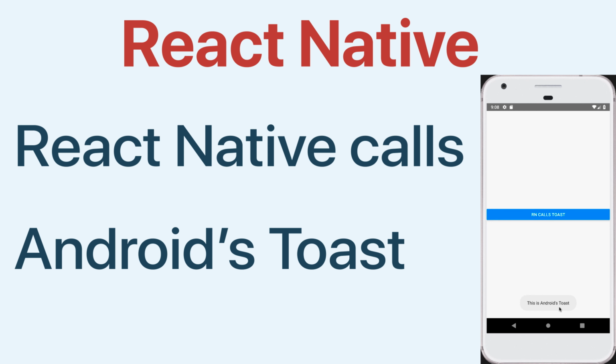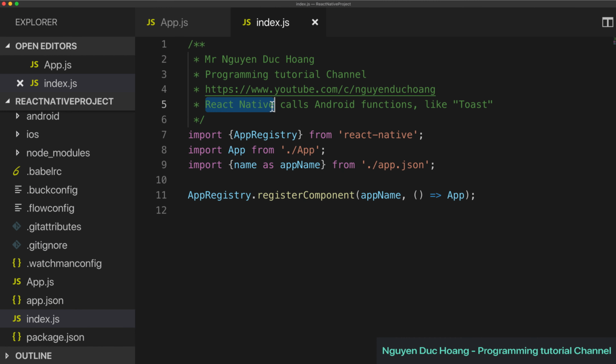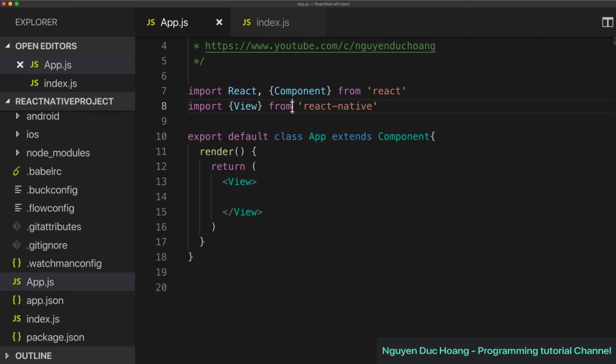Hi everybody. Today we can talk about how to call Android function or library in React Native. Here, this function we will use the toast. The toast library allows you to show information like system out print line, but in the user interface of Android. So it is very convenient, and I will use it from React Native.